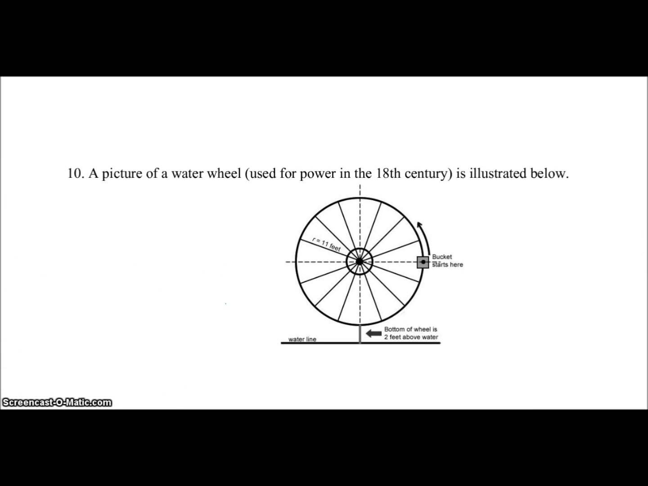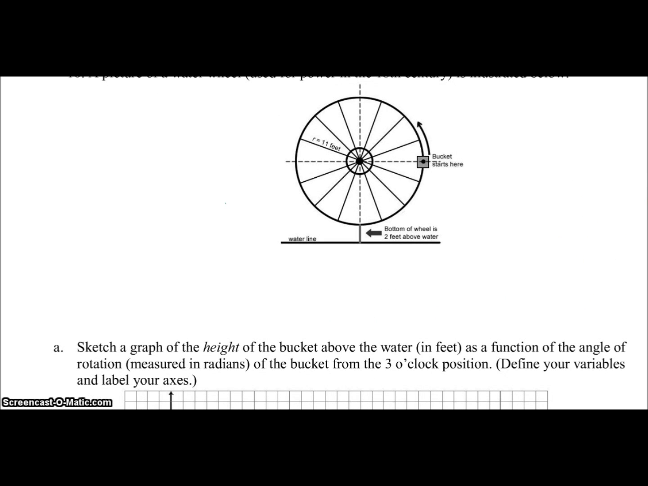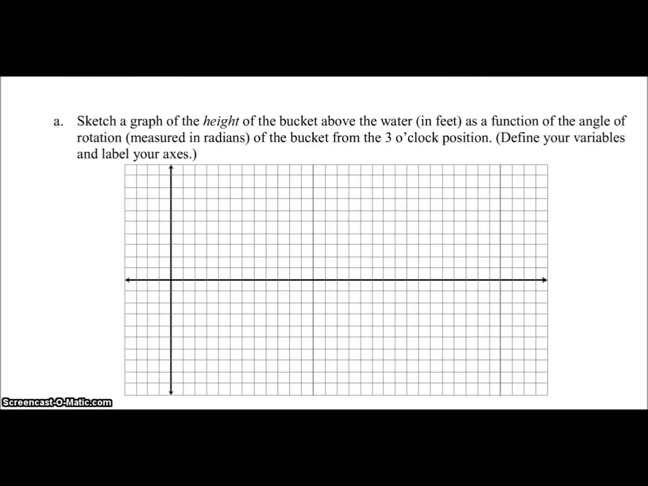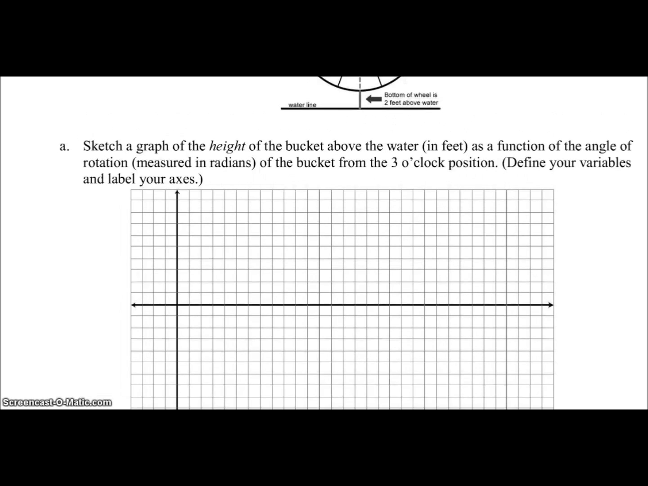A picture of a water wheel used for power in the 18th century is illustrated below. The bucket starts here, and radius is 11 feet. Bottom of the wheel is 2 feet above the water line. Sketch a graph of the height of the bucket above the water in feet as a function of the angle of rotation, measured in radians of the bucket from the 3 o'clock position.